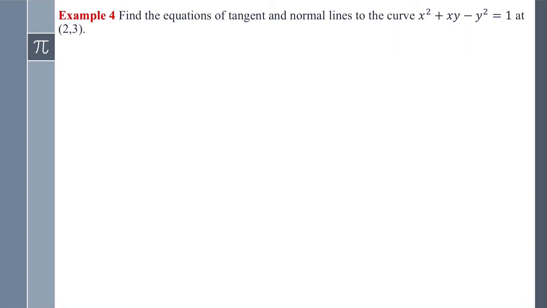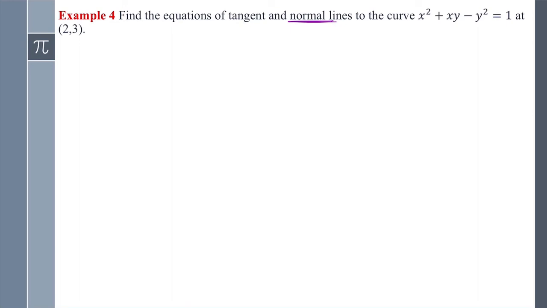Now let's look at one more question here. Okay, so the next question that we have here is find the equation of the tangent line and the normal line. So normal line means it is a line which is perpendicular to the tangent at the point of contact. Okay, so that's what normal line means. So we are going to find the equation of the tangent line and the equation of the normal line.